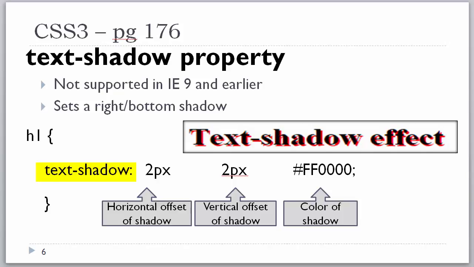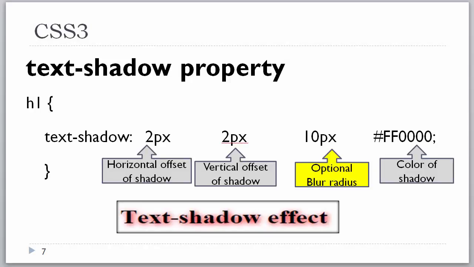So here in our CSS syntax for our H1 selector, we see the text shadow property, and it takes 3 values at minimum, 3 required values. And notice they are not comma separated. The first value is the horizontal offset of the shadow. The second value is the vertical offset of the shadow. And the third value is the color of the shadow.